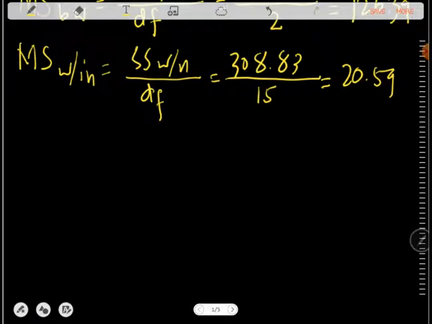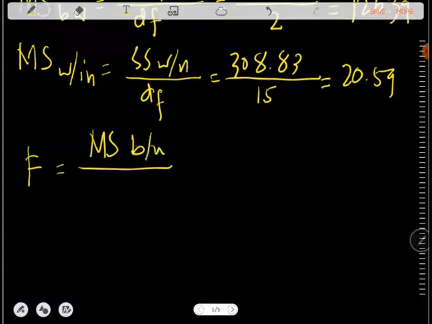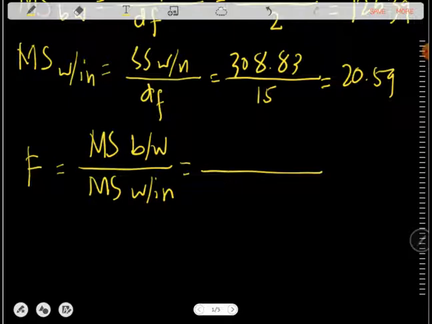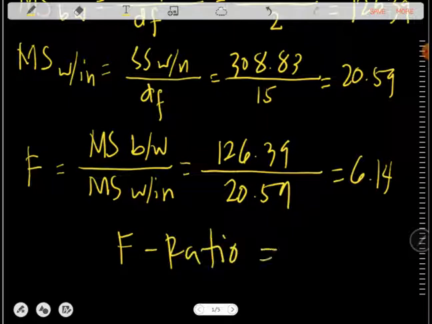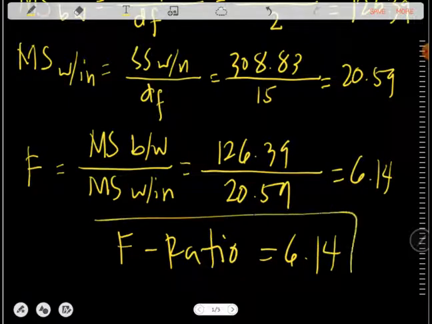Ayun. So, ngayon, punta na tayo sa F ratio. Yung F ratio is yung variability ng between at saka yung within. So that is equals to MS between over MS within. Okay? Okay, substitute the solution or yung result natin. That is 126.39 over or divided by 20.51. We get the value of 6.14. Ito yung ating F ratio. F ratio is equals to 6.14. Okay?